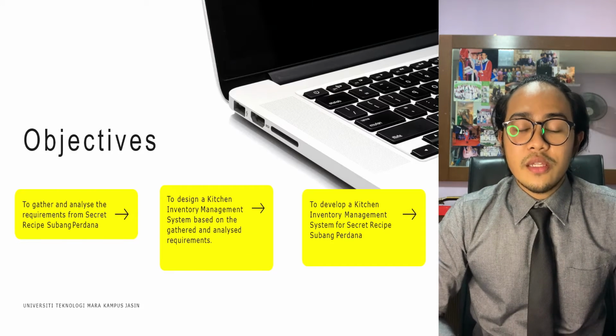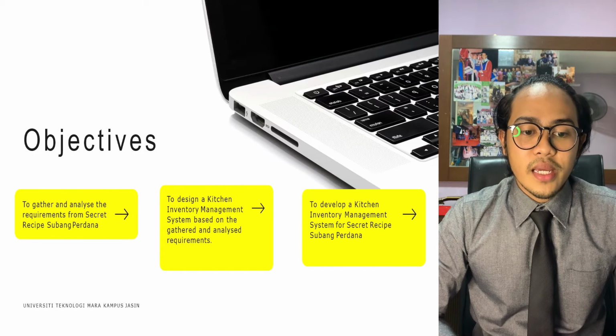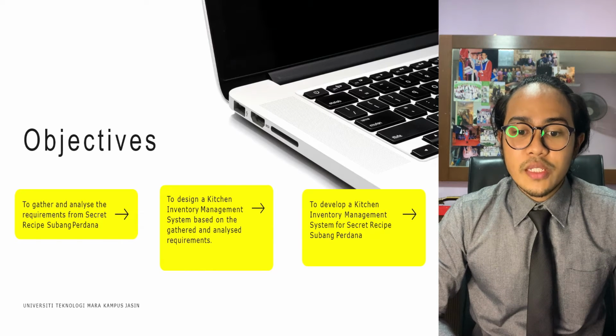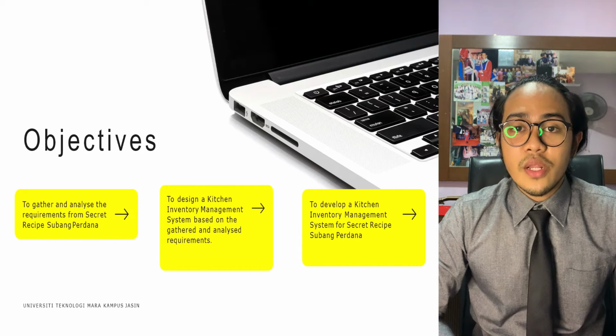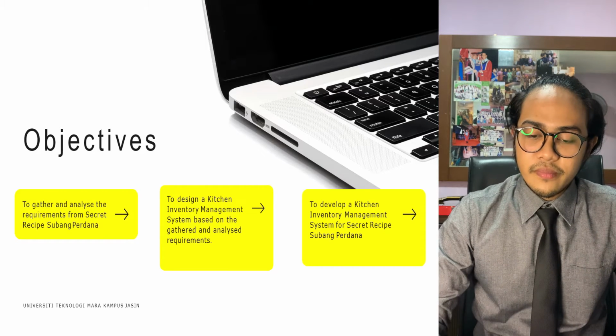Next, we go to the objective. There are 3 objectives for this project. The first one is to gather and analyze the requirements from Secret Recipe Subang Perdana. The second one is to design a kitchen inventory management system based on the gathered and analyzed requirements. And the last one is to develop a kitchen inventory management system for Secret Recipe Subang Perdana.